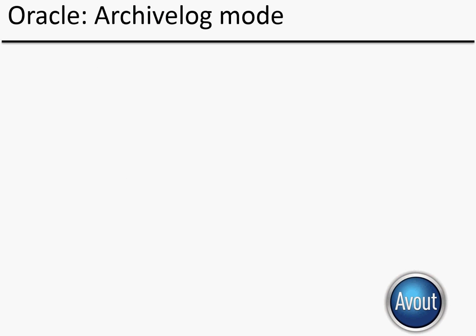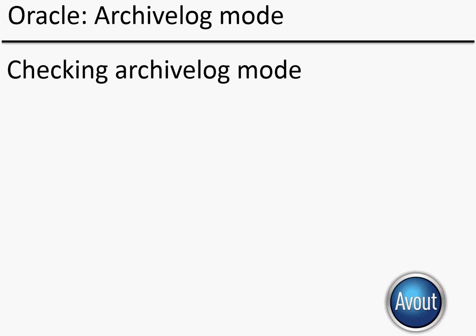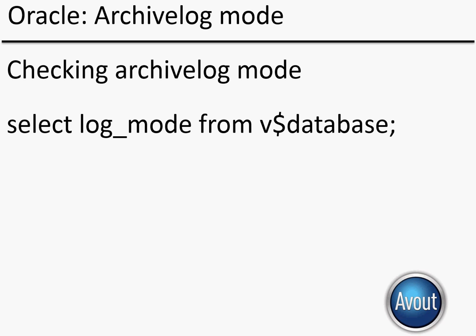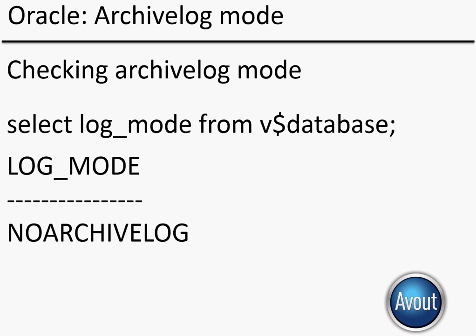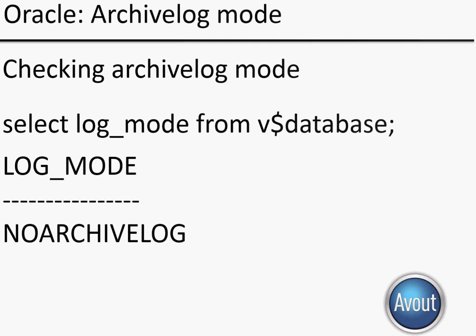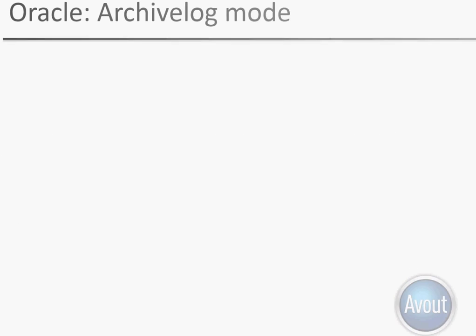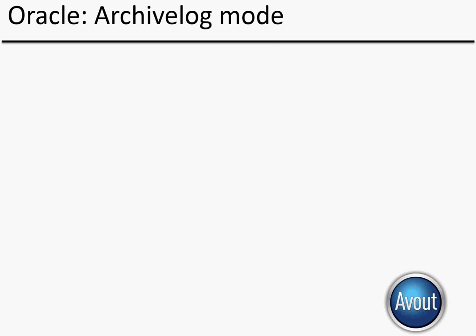How do I check to see if my database is in fact in archive log mode? It's real simple. It's a simple query. Select log_mode from v$database, and you'll be told if your database is in archive log mode or not. If it's not in archive log mode, how do I put it in archive log mode? The only way to put a database into archive log mode that isn't already in archive log mode is we're going to have to shut it down.